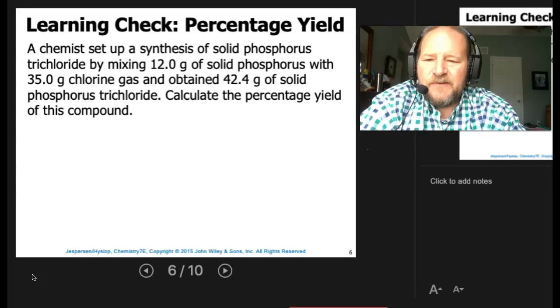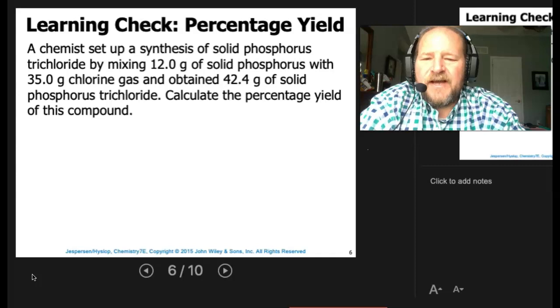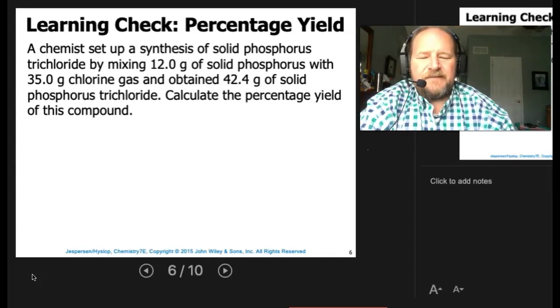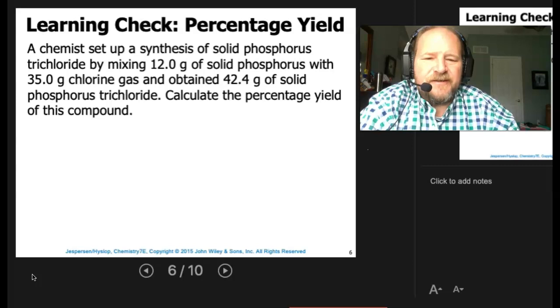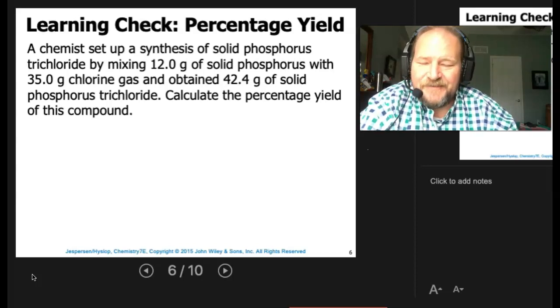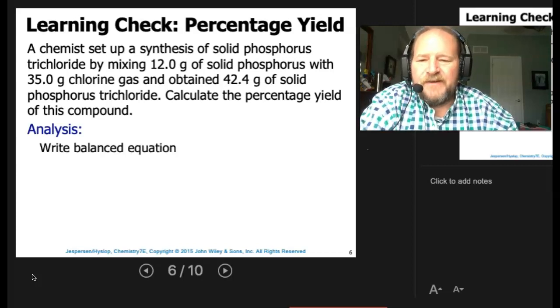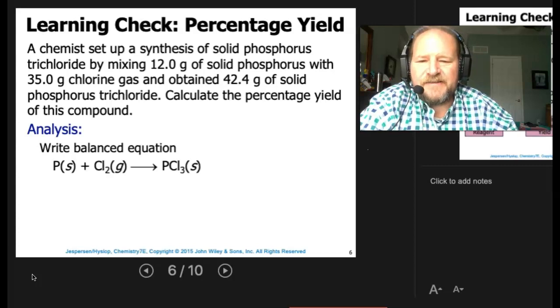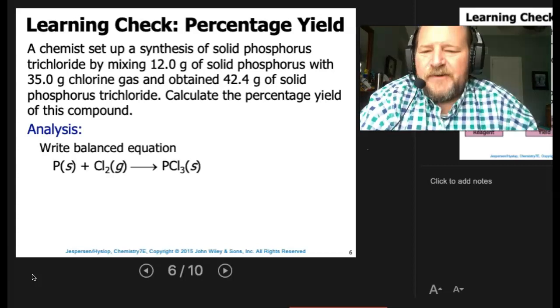Okay. So a chemist set up a synthesis of solid phosphorus trichloride by mixing 12 grams of solid phosphorus with 35 grams of chlorine gas and obtained 42.4 grams of solid. Calculate the percent yield of this compound. So again, notice it's kind of buried, right? The stoichiometry is kind of buried. We got to flush that out, do the stoichiometry to get the theoretical yield, then compare it to the actual yield. So the first thing we're going to need is our balanced chemical equation. So hopefully we know our naming. We got phosphorus trichloride. We're going to make it from phosphorus and chlorine gas. So we're going to have P plus Cl2 goes to PCl3.